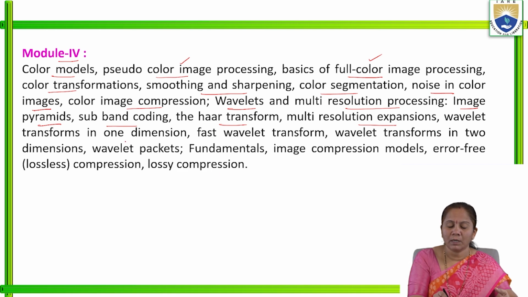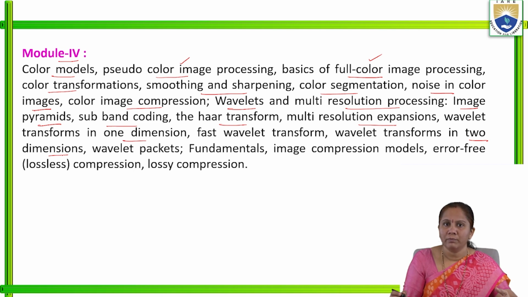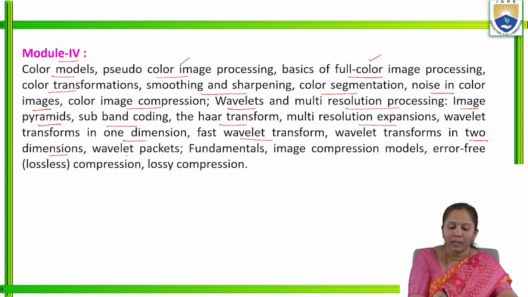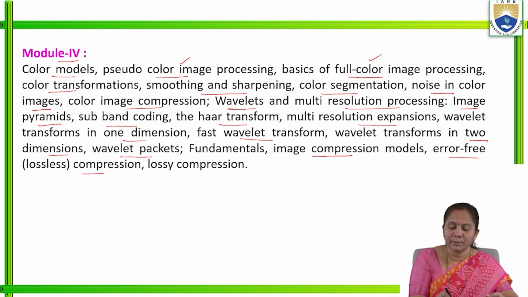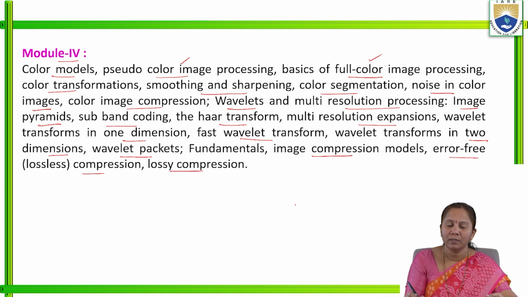Next we have come across one-dimensional and two-dimensional wavelet transforms. Next, the fast wavelet transform, in order to increase computational capability. And next we have come across wavelet packets and image compression models. Here the image can be compressed in two ways: lossless compression and lossy compression. Now, based on all these topics, let us see the important terms and definitions involved in these topics.